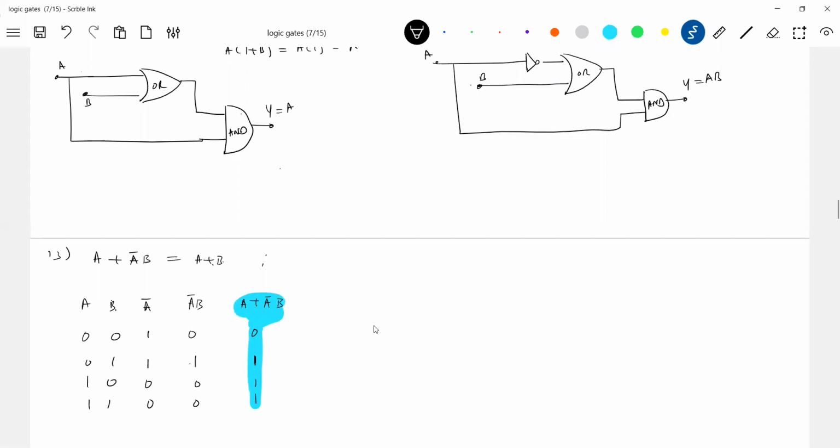This is also equal to, I'll write one more column. A plus B. A plus B: 0, 1, 1, 1. Okay, now what can you compare? These two columns are the same, no? So therefore, A plus A complement B is in fact equal to A plus B. Got the idea? Sometimes what happens? We do take help of the truth table. It helps us a lot in simplification.